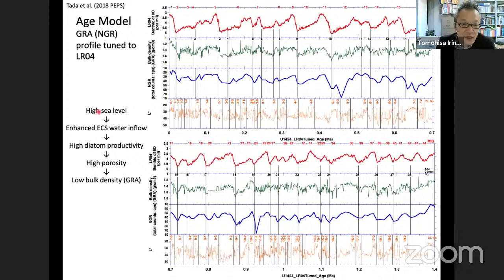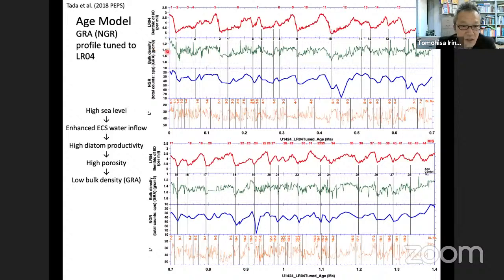During the high sea level, the eastern sea coastal water inflow was enhanced, which promoted high diatom productivity. So the sediment contains a lot of diatom fluctuates during the high sea level period, which makes the sediment porosity very high, and the bulk density of the sediment would be very light.